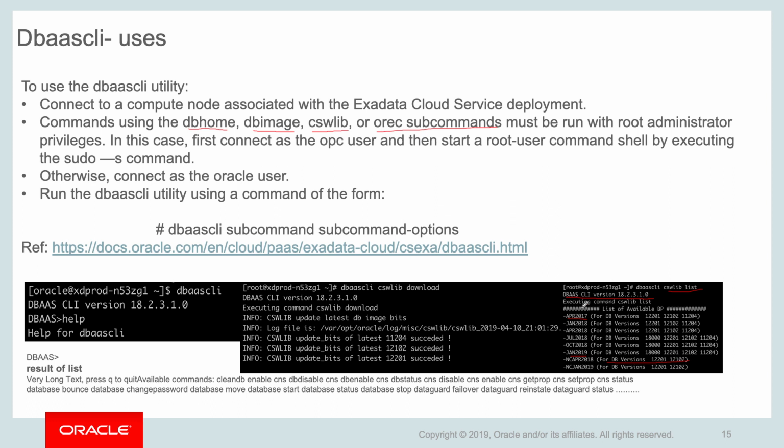So this is a complete list. Once you have the list, you can use the CSW lib download, and that is able to download all of the corresponding software. So if you see in my example, I have only got 11.204, 12.102 and 12.201 downloaded, right? But if you see here, we have 18C.